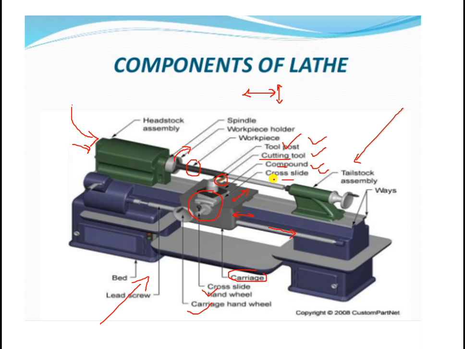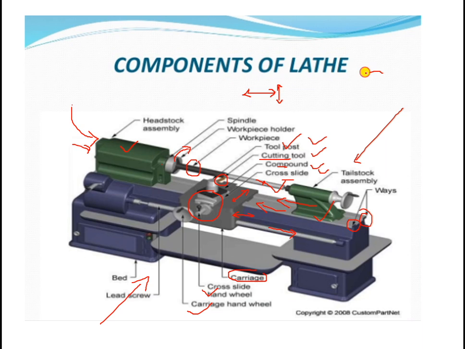Now this is the part which gives support to this workpiece, because this length is too large. You can move this tailstock assembly so that it gives support to this workpiece, and it can be moved along the guideways which are available over here. This tailstock can be moved, but the headstock cannot be moved. It is fixed. Okay, so these are the guideways along which these parts can be moved.